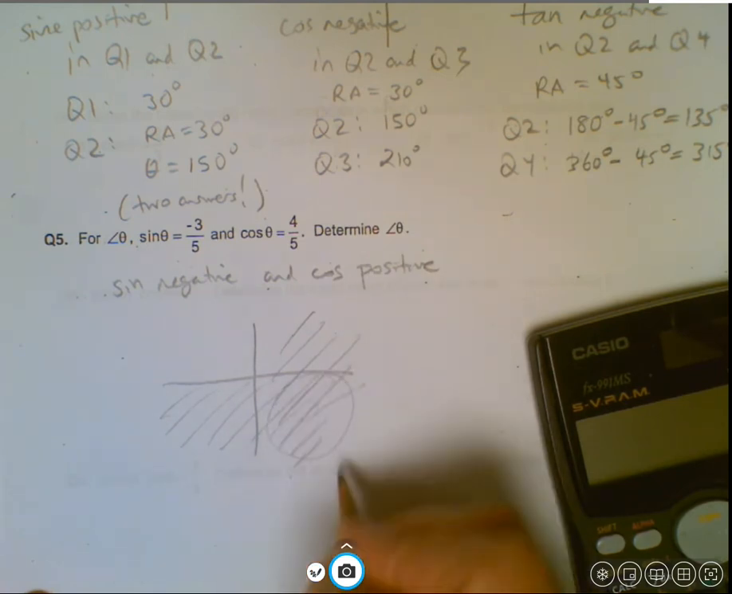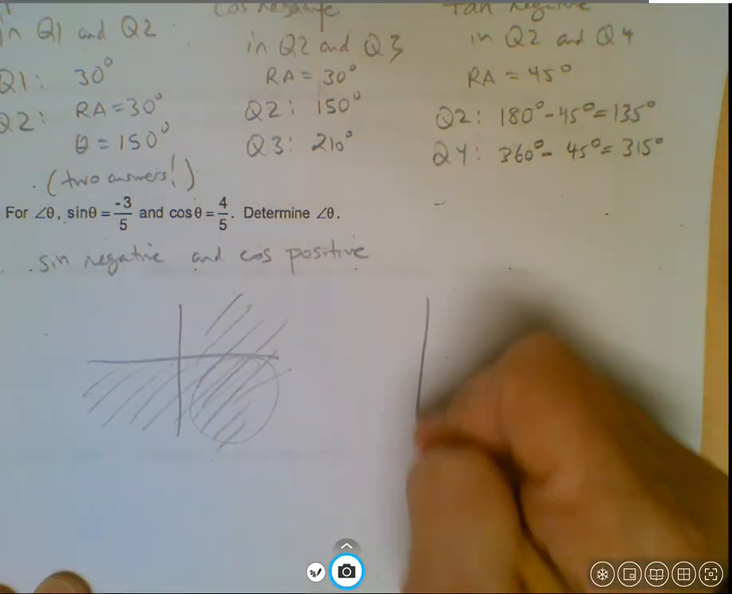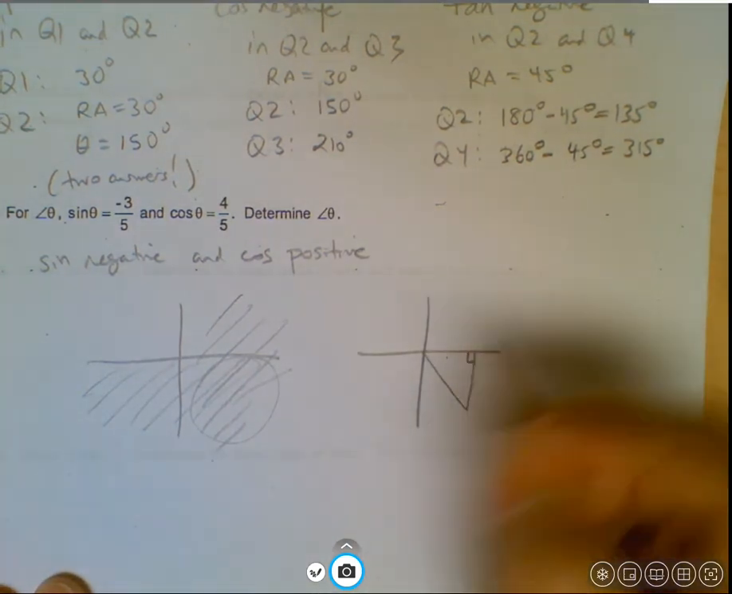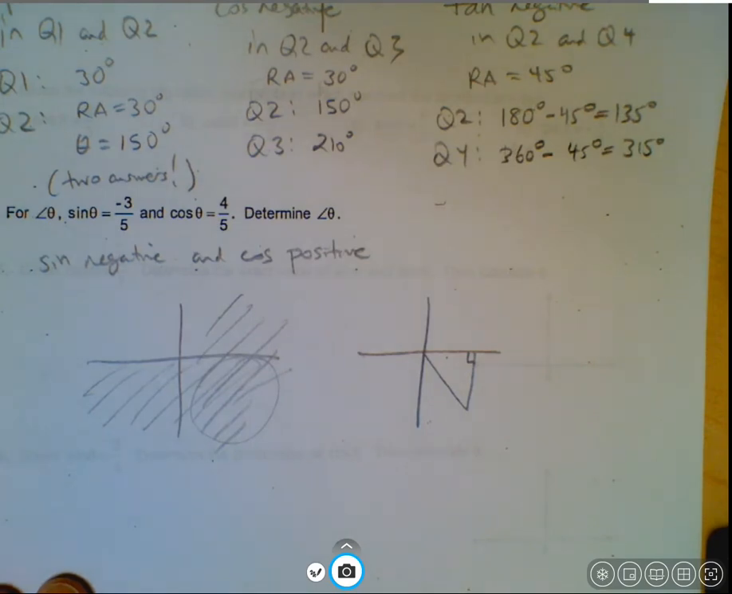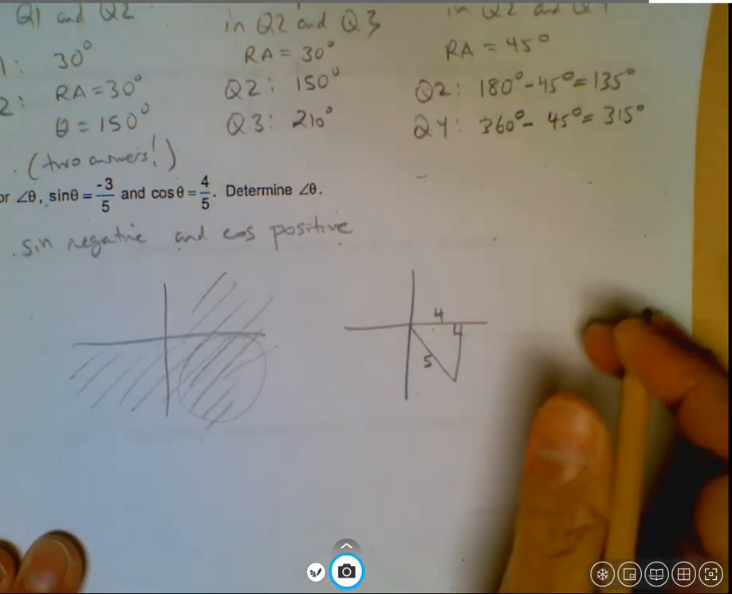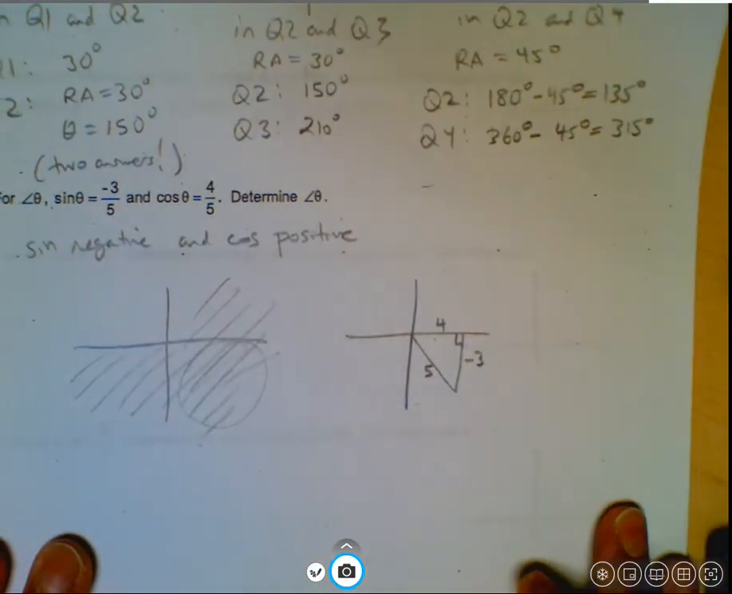So where are they both? Quadrant 4. So now I'm going to draw my triangle in quadrant 4. Cosine is 4/5, so adjacent is 4 and hypotenuse is 5. Sine is negative 3/5, so here I have negative 3/5.